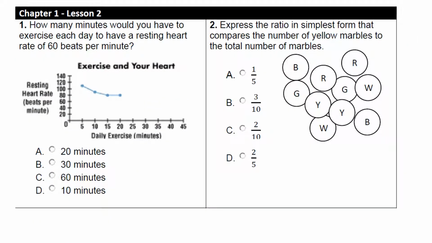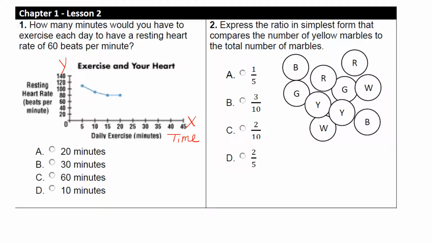How many minutes would you have to exercise each day to have a resting heart rate of 60 beats per minute? So let's take a minute to look at this chart. Exercise and your heart. The left or y-axis represents resting heart rate, beats per minute. This is the y-axis, and this is the x-axis. Remember, the x-axis is almost always time. If they're using time, time usually is at the bottom, okay? I realize that this is beats per minute, but they're charting that over time.